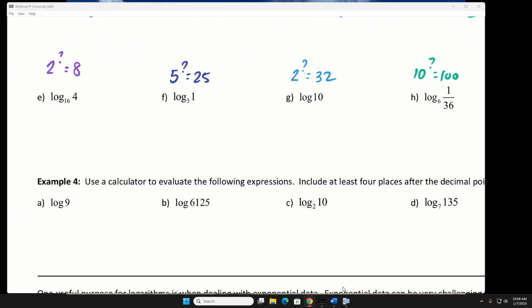Okay, next row gets a lot more challenging. So on E, you're going to ask yourself, 16 to what power gives you 4? Negative 2 would turn into a fraction. 1/2. 1/2 is going to be the square root. All right, and then for F, 3 to what power gives you 1? Yeah.